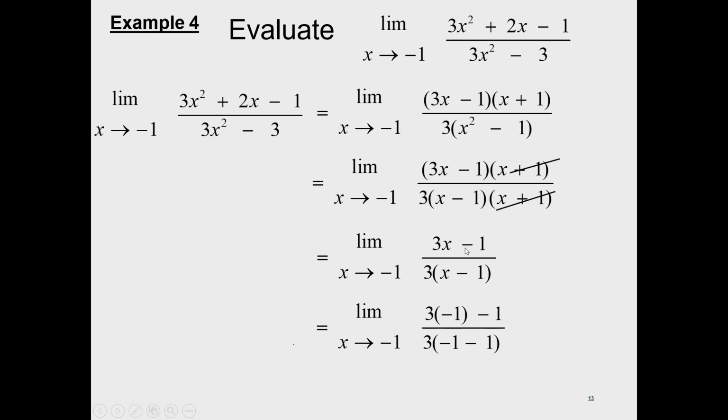And if you do direct substitution, you'll get the answer as -4 over -6, which is 2 over 3, right? So that's the end of the lesson.